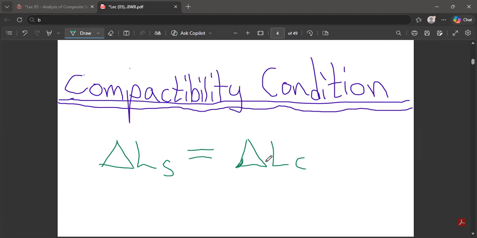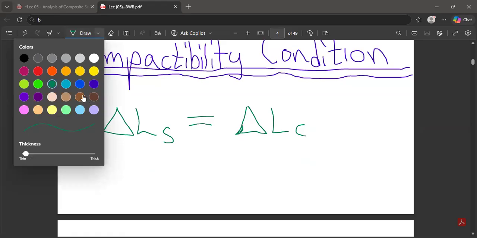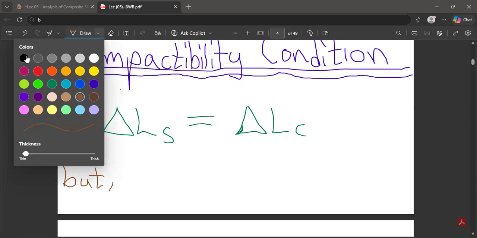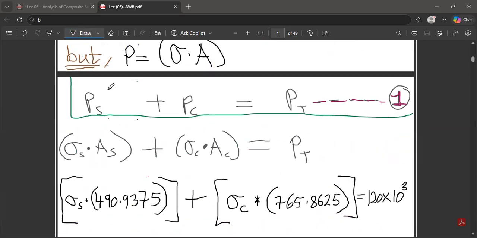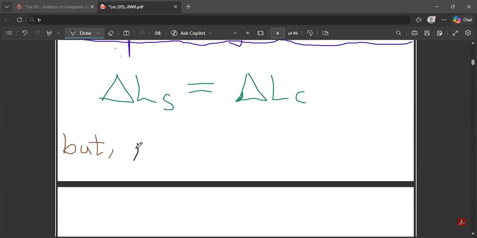Exactly. So we are saying that we know that the change in length can also be expressed in so many ways. That is, the change in length itself. We know that the change in length itself is equal to what?